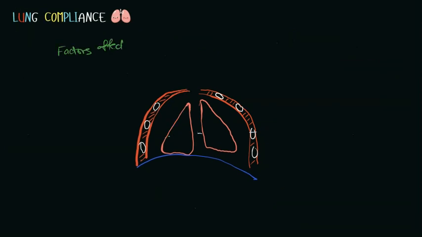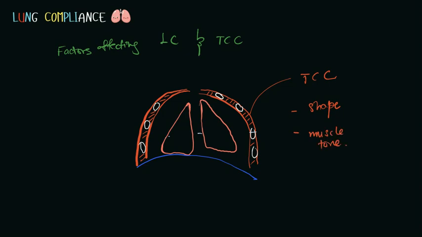Moving on to factors affecting lung compliance and thoracic cage compliance. The thoracic cage compliance is affected mostly by the shape of the chest wall, including the spine and the rib cage, as well as muscle tone. Meanwhile, lung compliance is affected by elastic recoil of the lung connective tissue, as well as surface tension by the air-fluid interface in the alveoli.